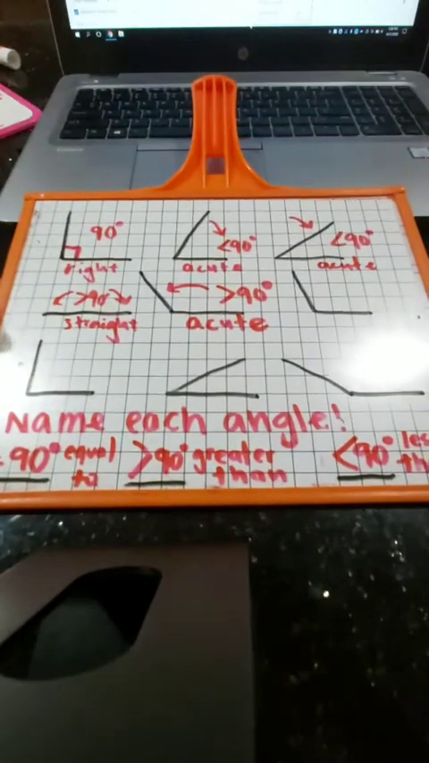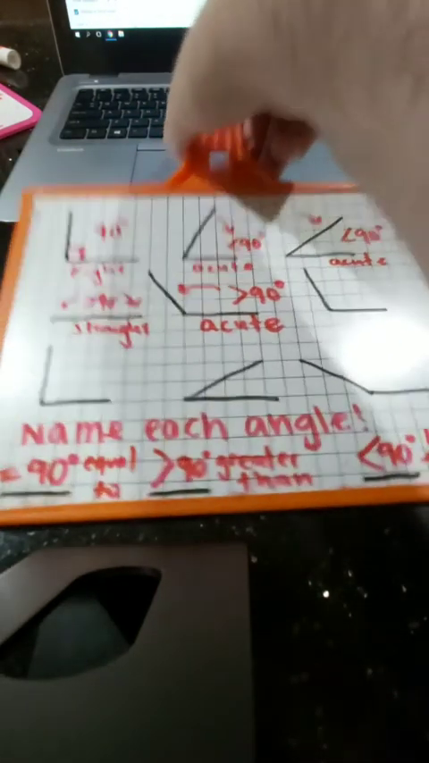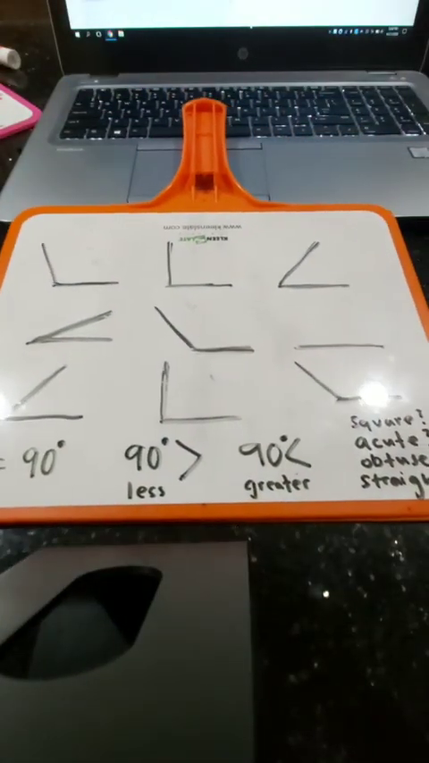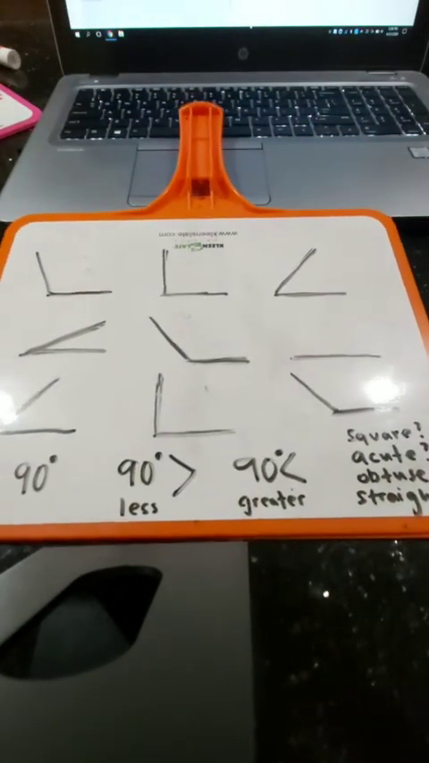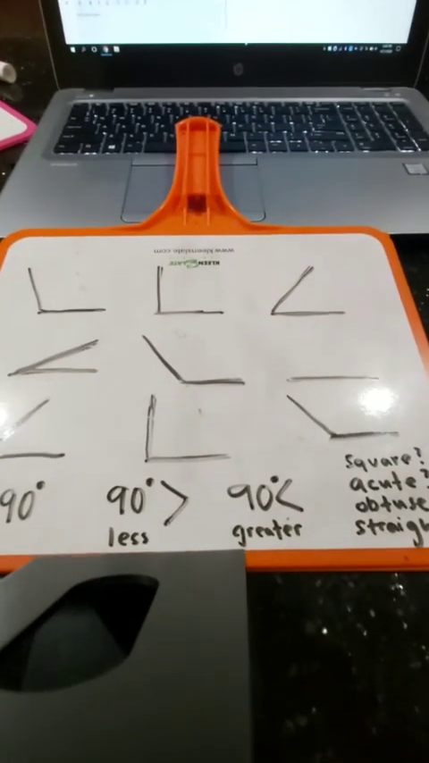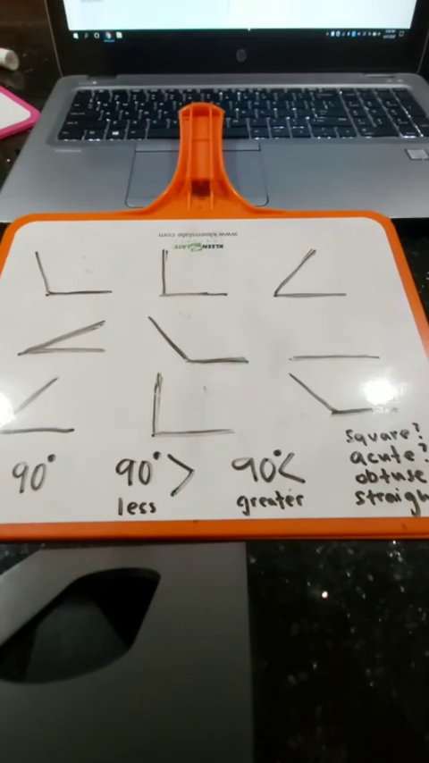And now I'm going to give you your next 9 angles. All right, so here they are. Go ahead and get ready to pause your video so that you can get these written down. I'm trying to get that glare out of there for you, although I don't know if I can. There we go.